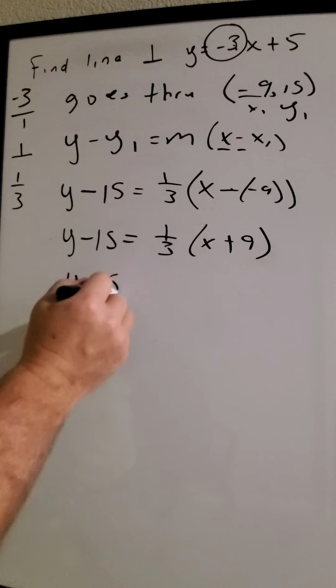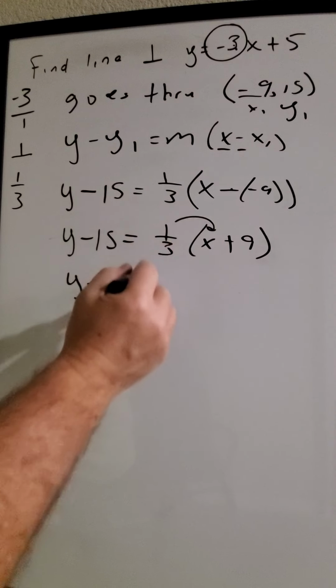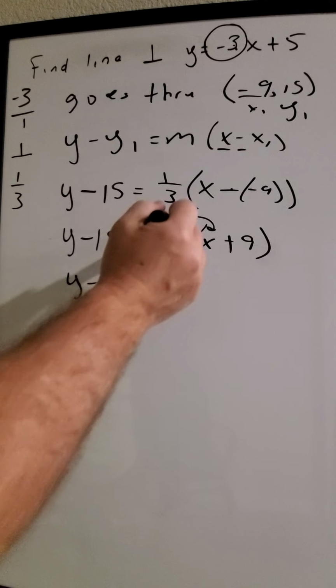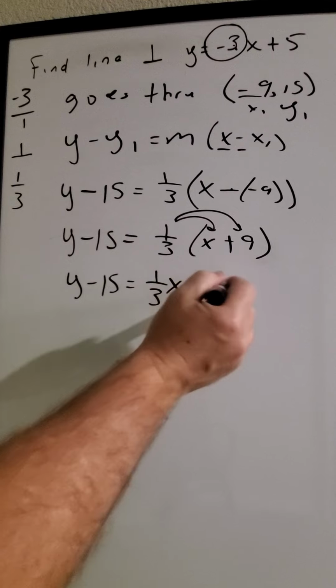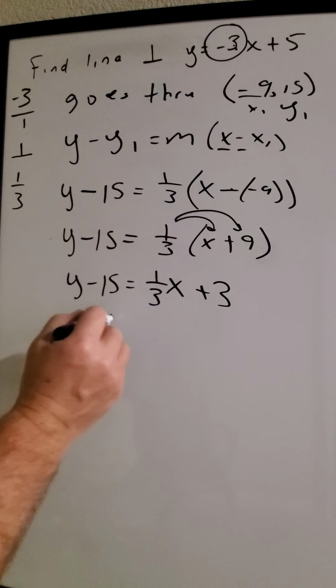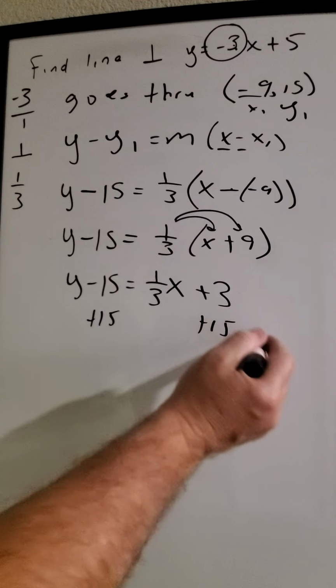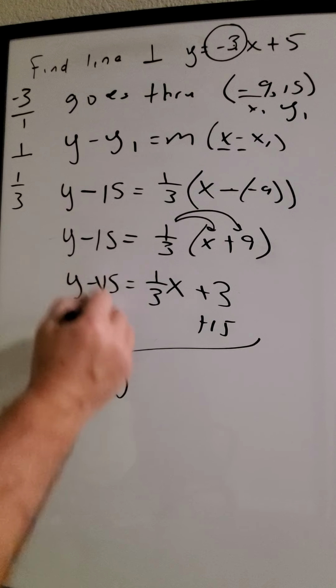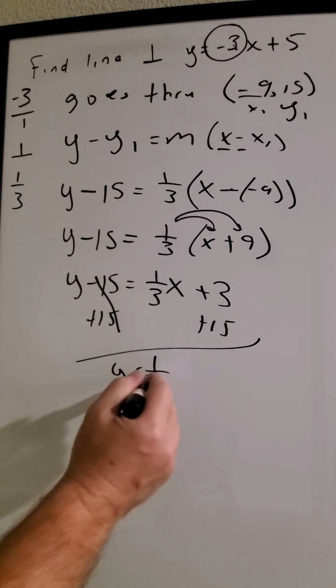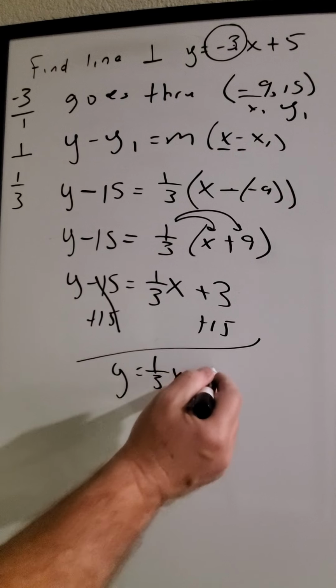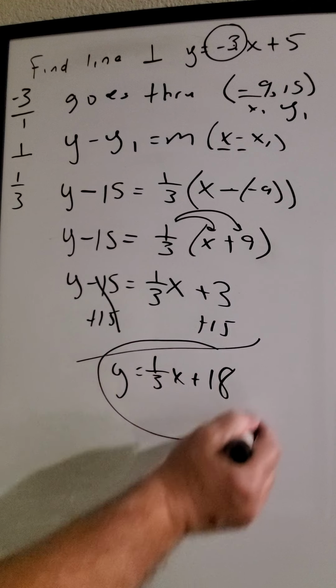And now we just follow the math. 1/3 of x. What's 1/3 of 9? That's 3. Good. And then we add 15 to both sides. And y equals 1/3 x plus 18.